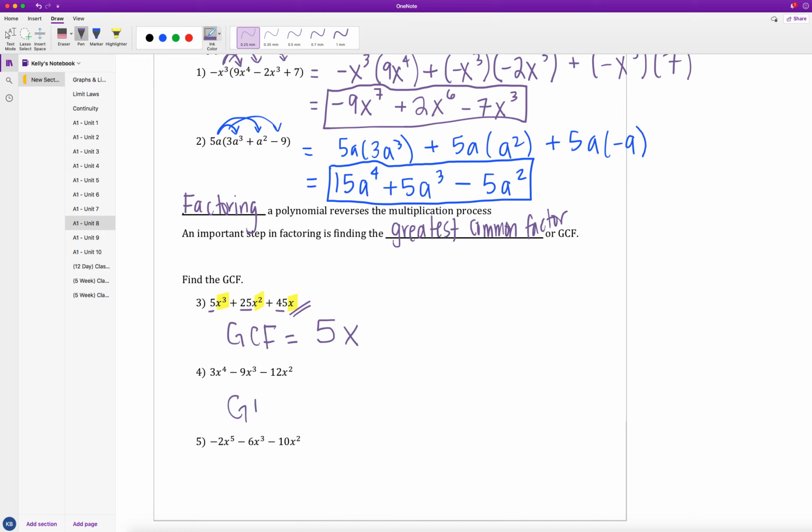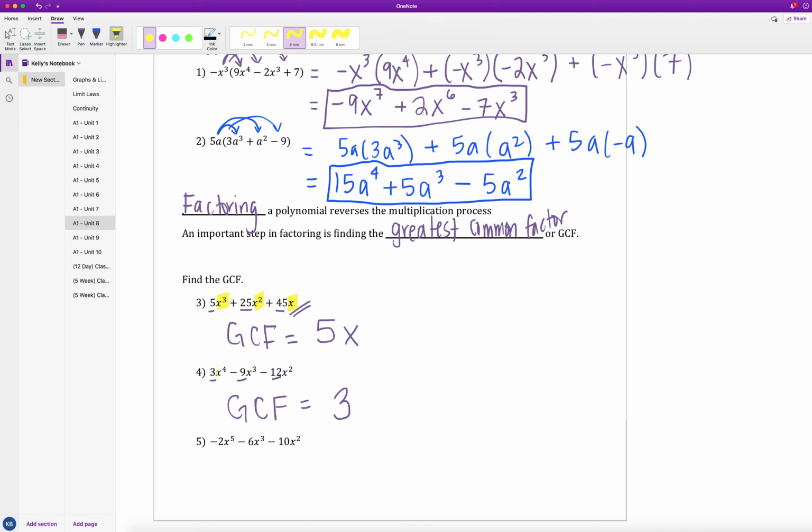Let's look at our second example. So our second example says 3x to the fourth minus 9x cubed minus 12x squared. Again, we're going to break it apart into what do the numbers have in common, and then what do the variables have in common. Let's start with the number piece. What do you guys think the greatest common factor is between 3, -9, and -12? Our greatest common factor here is actually going to be positive 3, because 3, 9, and 12 are all divisible by 3, and there isn't any higher number that all three of them are divisible by.